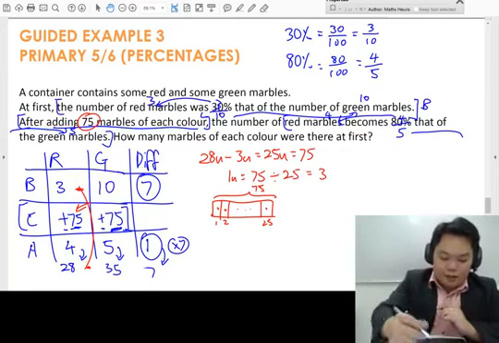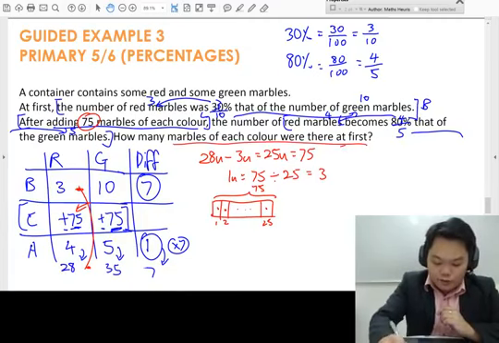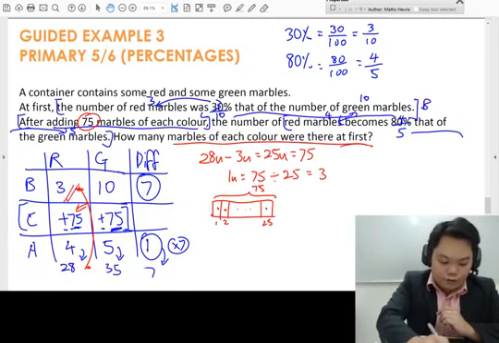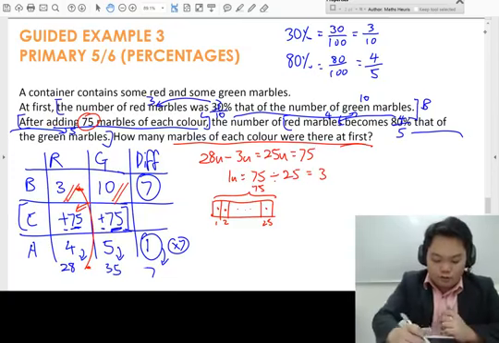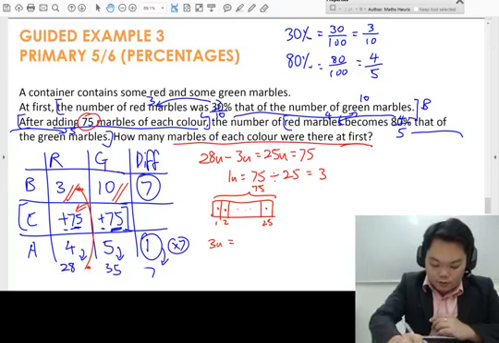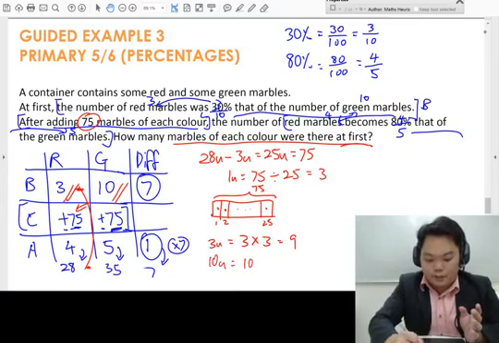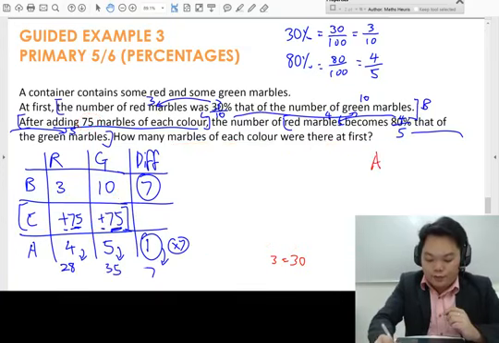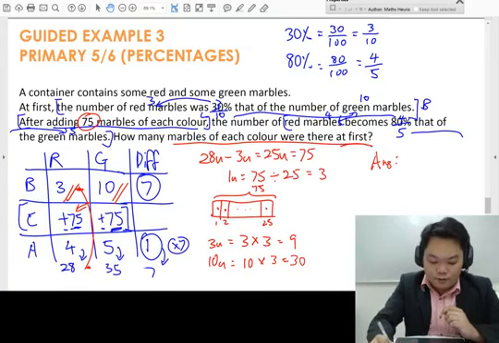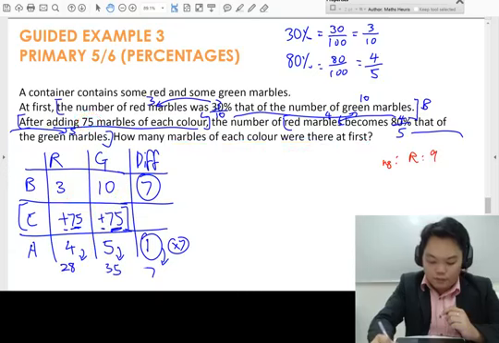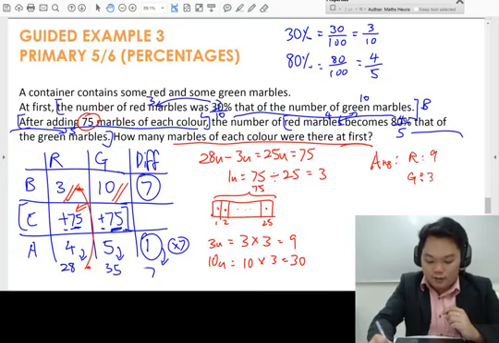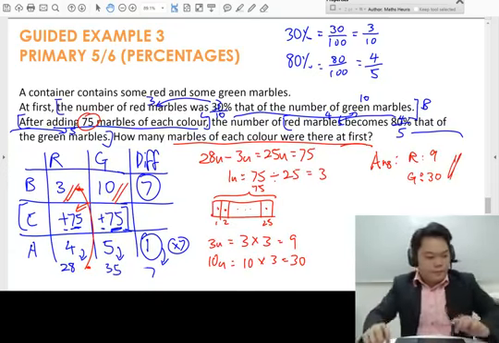So how many marbles of each color were there at first? You want to find out 3 units and 10 units. So for the red, that would simply be 3 units, 3 copies of 3. That will be 9. The next one will be 10 units. There will be 10 copies of 3, so that will be 30. Therefore, your final answer here would be, for red is 9, for green is 30. Okay? Did everyone get it?